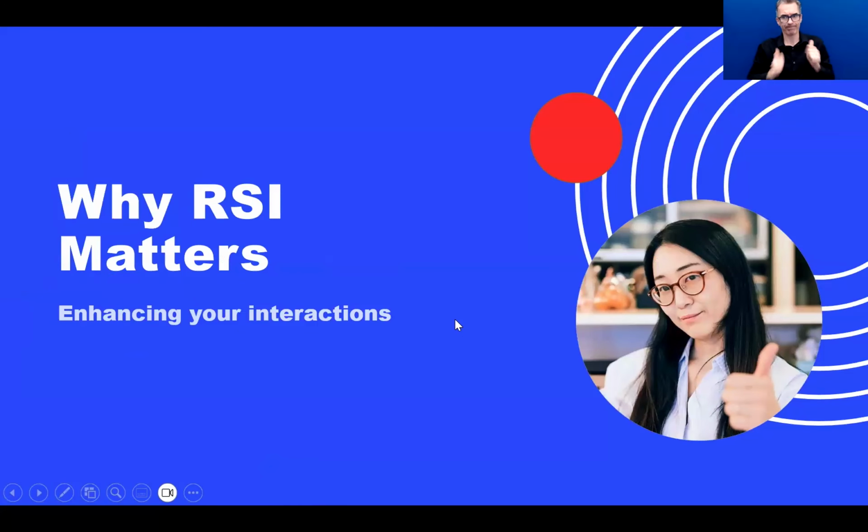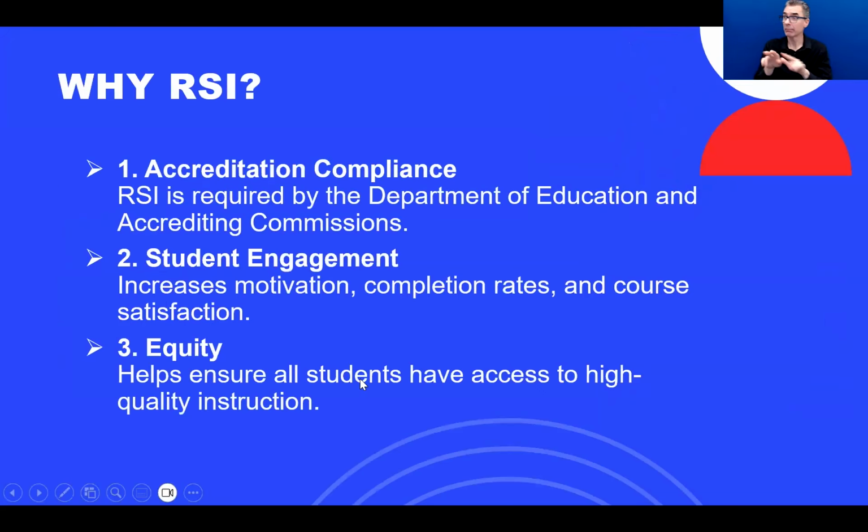So why does this matter for us as faculty and for the students? It is meant to help us enhance our interactions. Especially with online education, you lose some of the interaction that you would get with face-to-face education, so RSI is meant to help with that. Number one, it's definitely important for accreditation, right? RSI is required by the Department of Ed and our accrediting commissions. It's meant to increase motivation, completion rates, and course satisfaction.